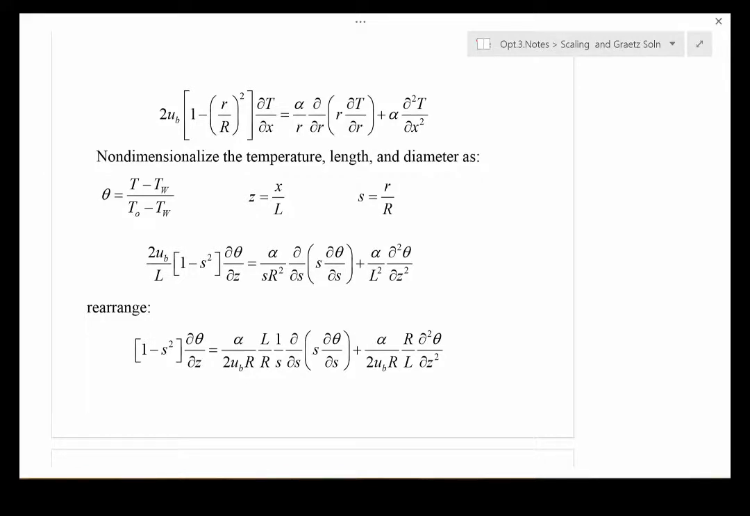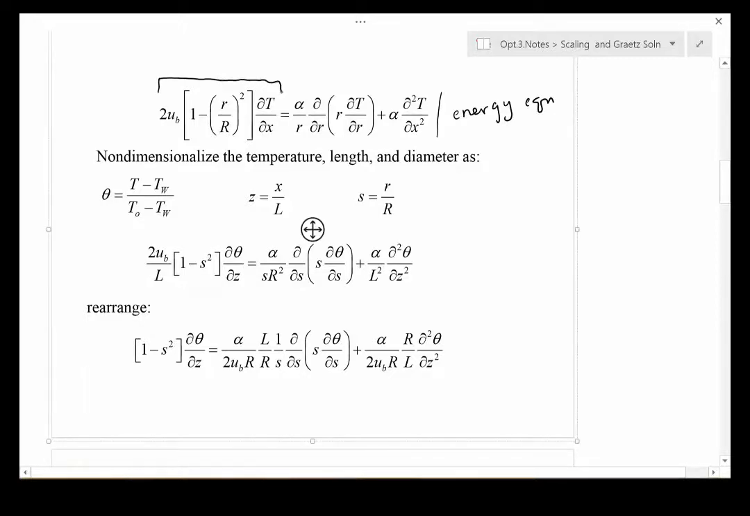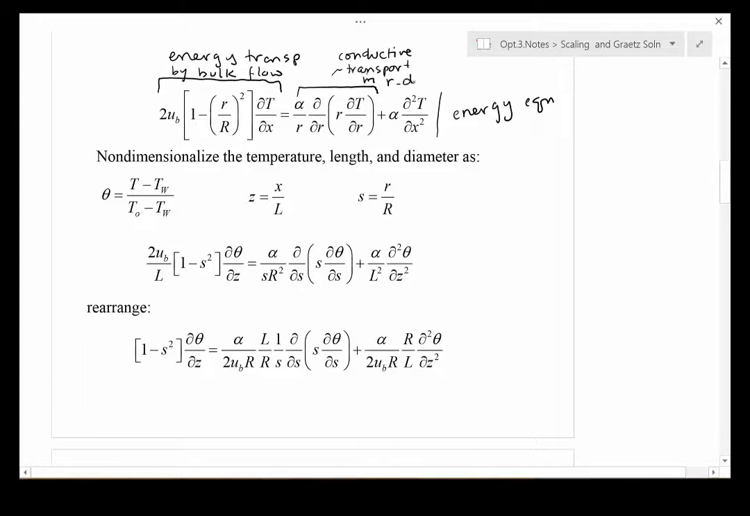So we haven't changed much in the way of our underlying energy equation. This is our energy equation. Let's just make sure we understand what the different terms mean. The first term here is the energy transport by bulk flow. The first term on the right here is the conductive energy transport in the radial direction. And the last term is our conductive transfer in the axial direction, or x direction.